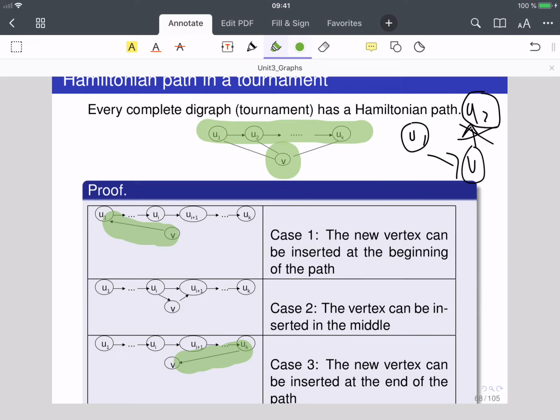And if it does not find a Hamiltonian path, it does not mean that the graph has no Hamiltonian paths. It only works in general for tournaments. Okay, so if you are given a graph, if it is a tournament, you can use this algorithm. If it is not a tournament, then there are some things that you can do.